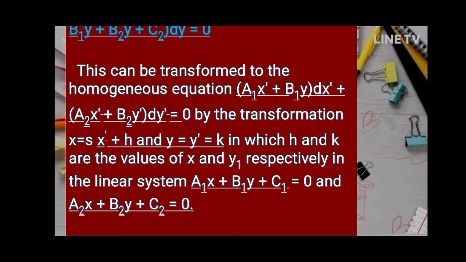By the transformations, x is equals to x prime plus h and y is equals to y prime plus k, in which h and k are the values of x and y respectively in the linear system a sub 1x plus b sub 1y plus c sub 1 equals to 0, and a sub 2x plus b sub 2y plus c sub 2 equals to 0.